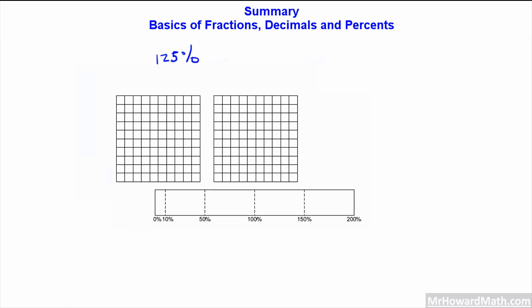Alright, in this example, say I said give me the decimal and fraction and shading in both the grids and the percent bar for 125%. Okay, so remember we talked before, this percent bar can be greater than 100%. You can still use it. Alright, let's think of an example real quick.